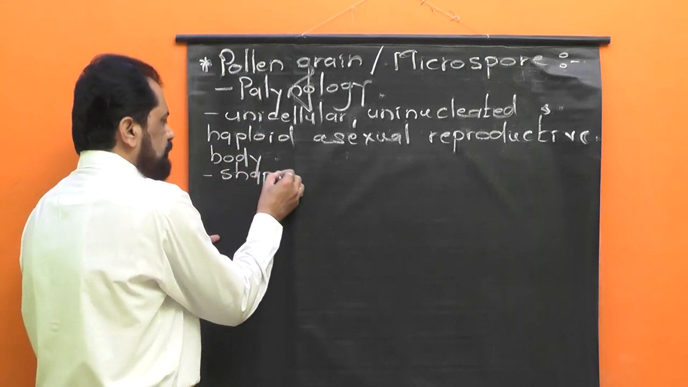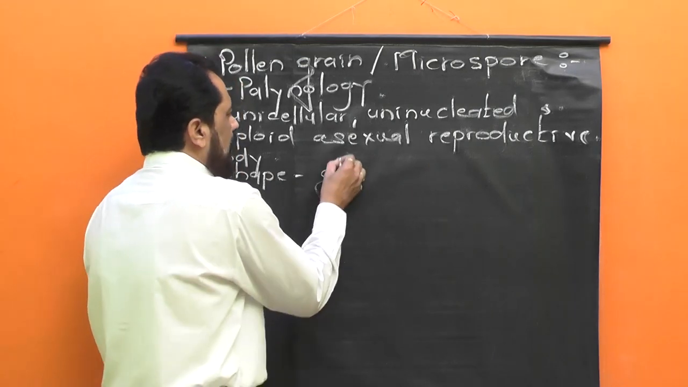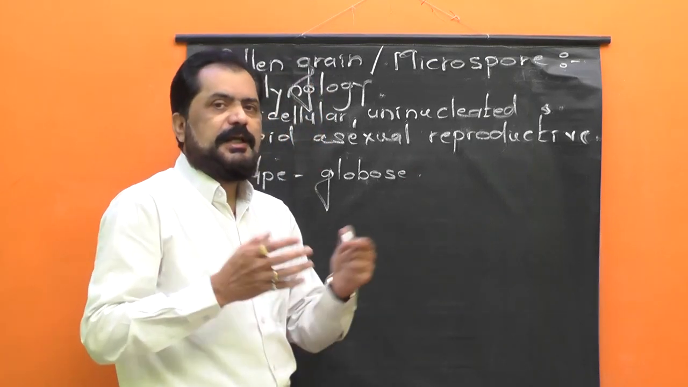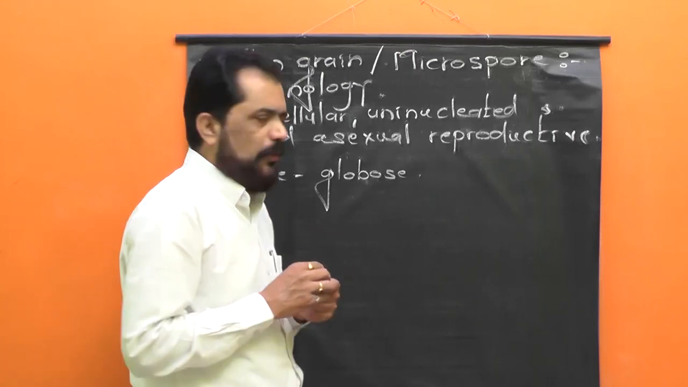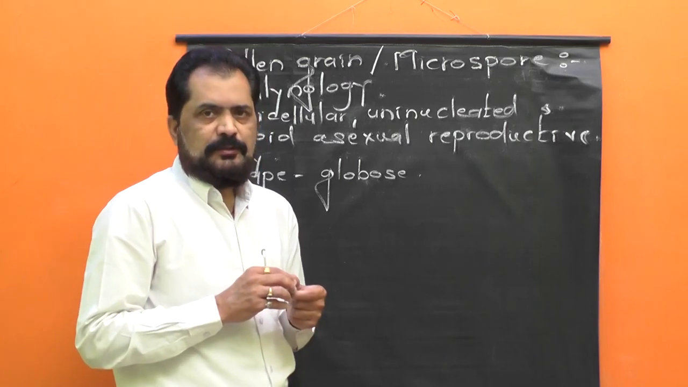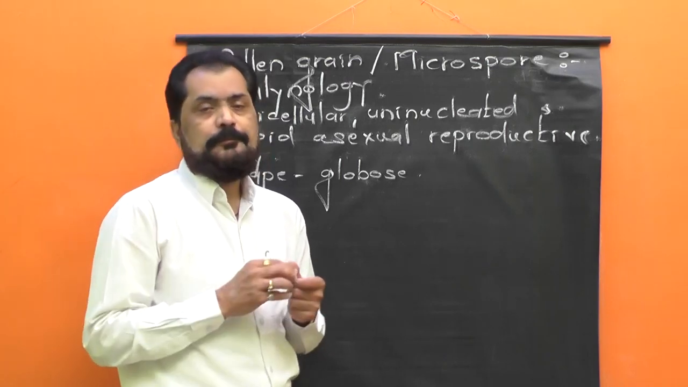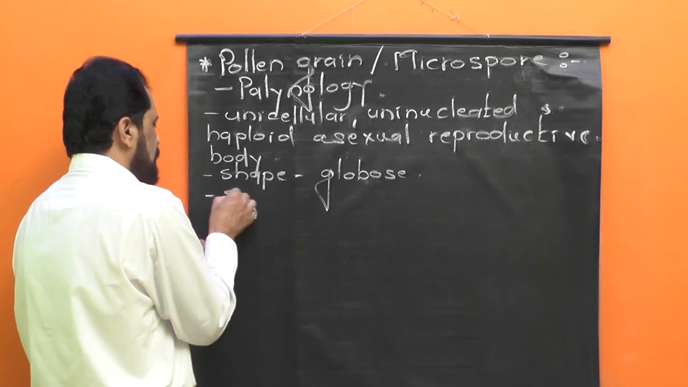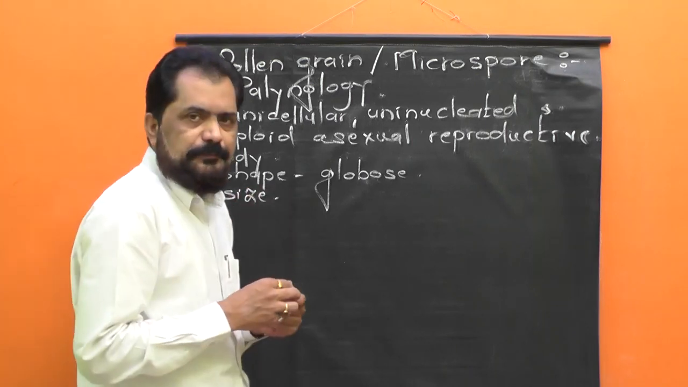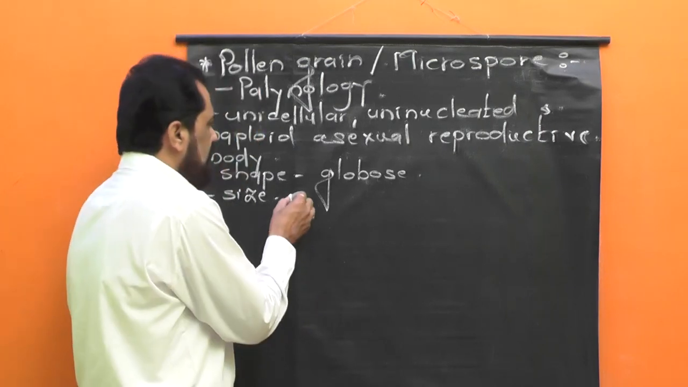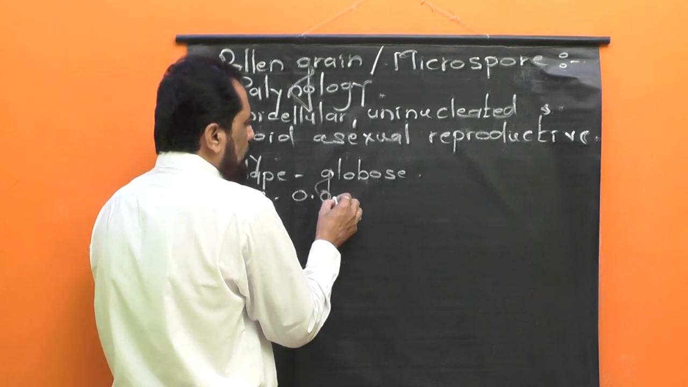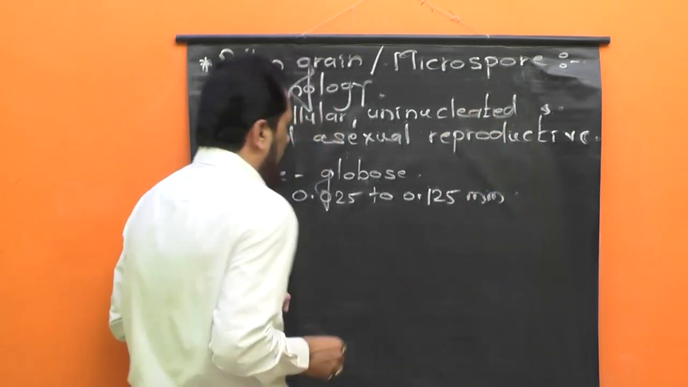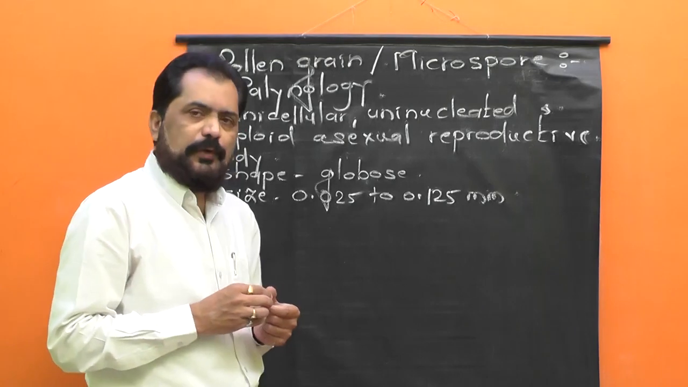Now first of all let us talk about the shape of pollen grains. Mostly the pollen grains are globose, that is globular in shape, that is rounded. But there is great variation in the shape of pollen grains in different plants and flowers. The pollen grains may appear oval, polyhedral, spindle, etc. Then about the size. Pollen grains are microscopic, very small. On an average, the size of a pollen grain is about 0.025 to 0.125 millimeter.